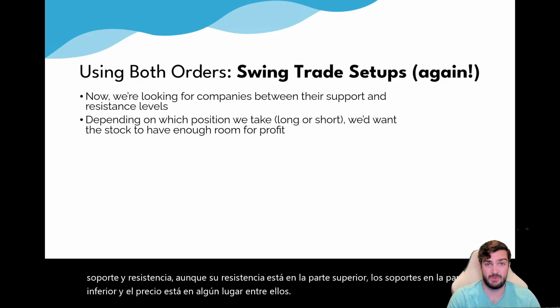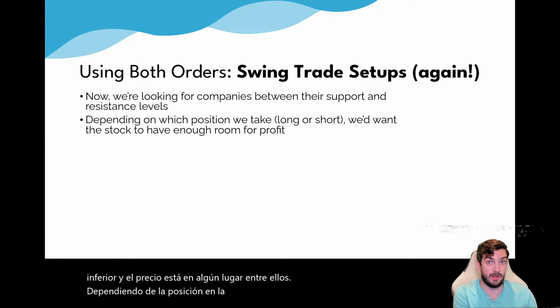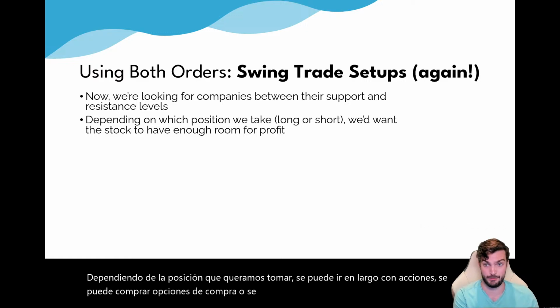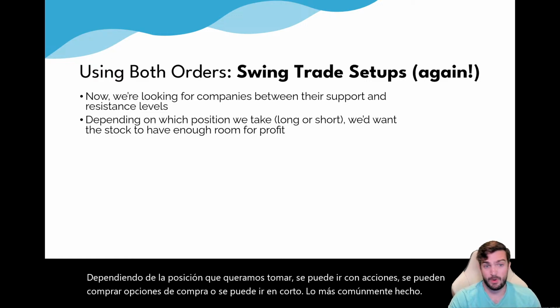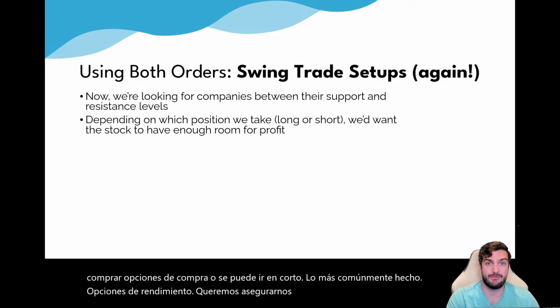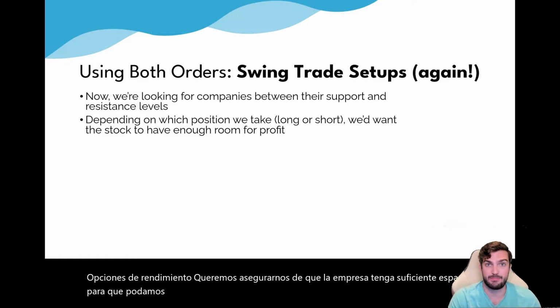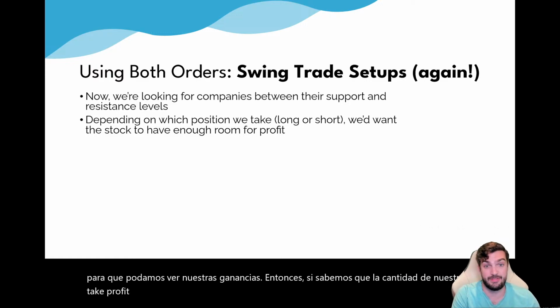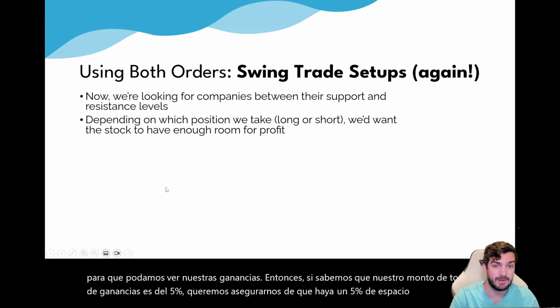Depending on what position we want to take, you could go long with stocks, you could buy calls, or you could go short, most commonly done through put options. We want to make sure that the company has enough room for us to see our profit. So if we know our take profit amount is 5%, we want to make sure that there's 5% room for us to have the price go up.